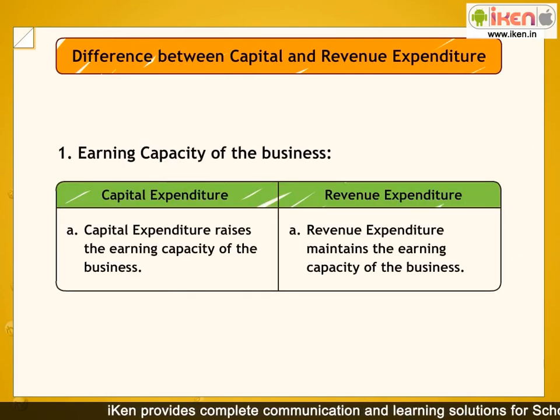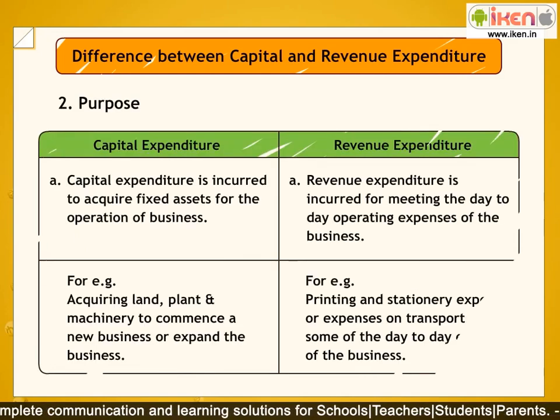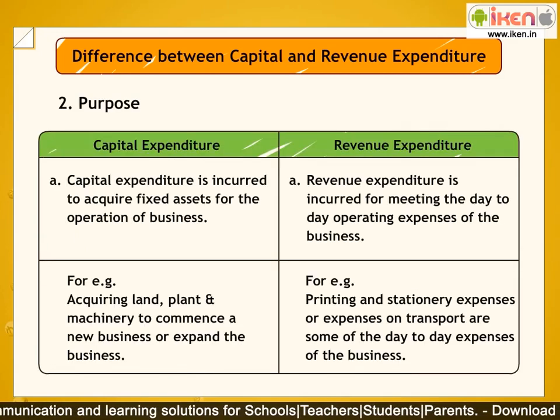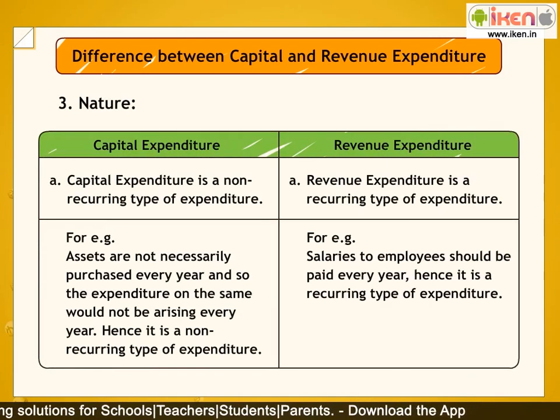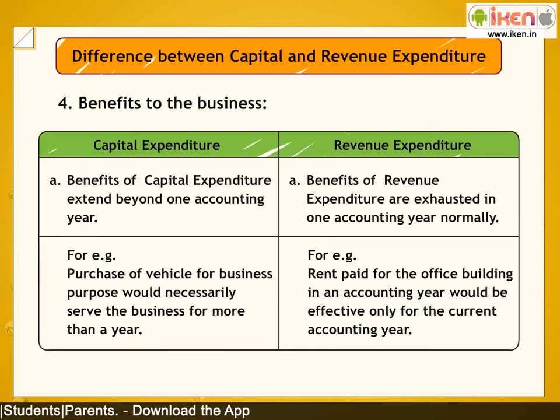1. Earning capacity of the business. 2. Purpose. 3. Nature. 4. Benefits to the business. 5. Accounting treatment.